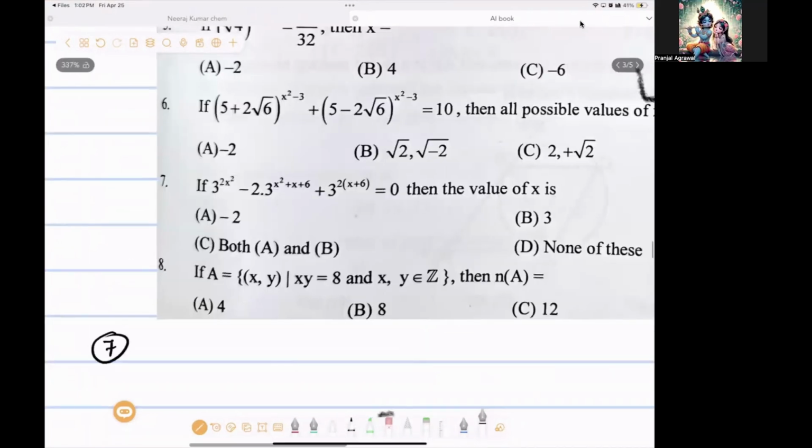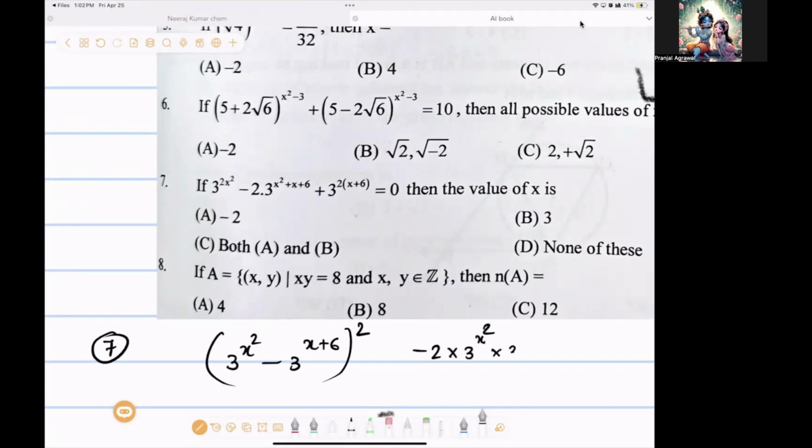In question number 7, if you assume this will be 3x square minus 3x plus 6 the whole square. See, if you solve this, we'll take 3x square. So 2x square. Okay. So 2x plus 6 here. And this will be minus 2 into 3x square into 3x plus 6. So we'll get x square plus x plus 6.